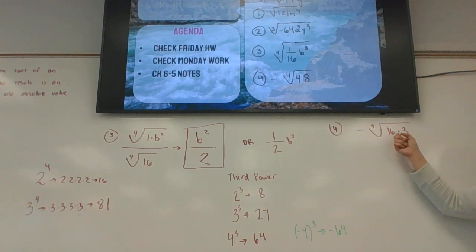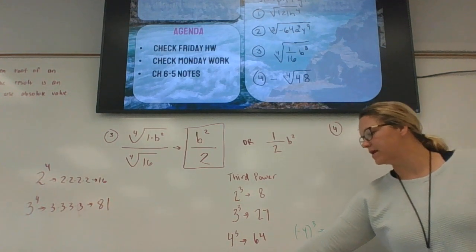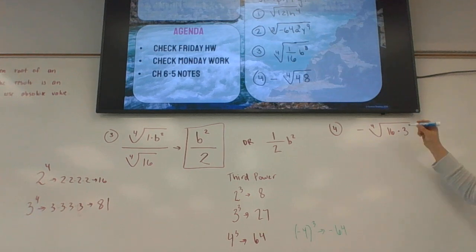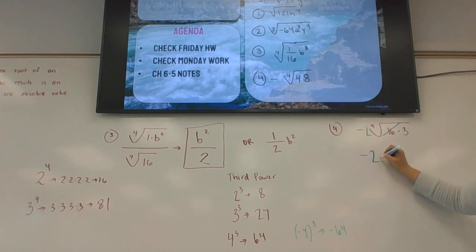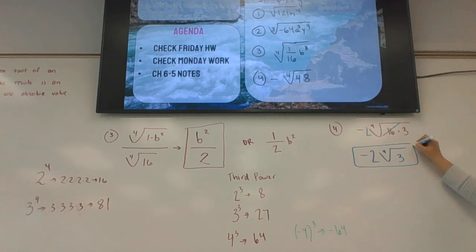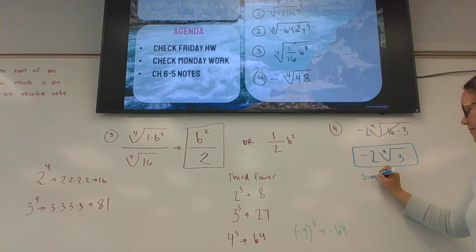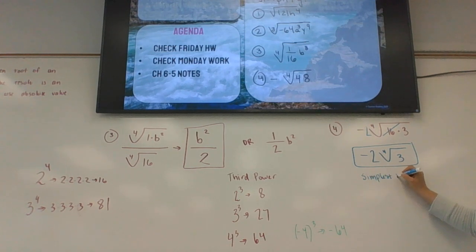I'm going to go ahead and fourth root 16. The fourth root of 16 is 2. The negative just stays out front. And this is called simplest radical form. Okay, so 1 through 3 were all perfect roots. I didn't have any left over. But this one does.